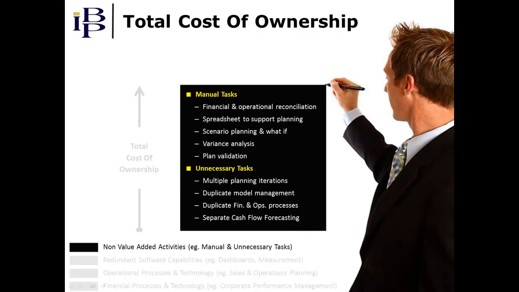Examples of non-value-added activities include those shown on the screen. One of the primary manual tasks that can be eliminated through financial and operational integration is reconciliation. Since plans come from the same source, there's no need to reconcile them. Moreover, there's no need for finance to maintain separate planning models, since they can share the ones used by operations. The key point here is that there are many costs involved in maintaining fragmented planning and performance management processes and technologies, and eliminating them can be a great source of value.